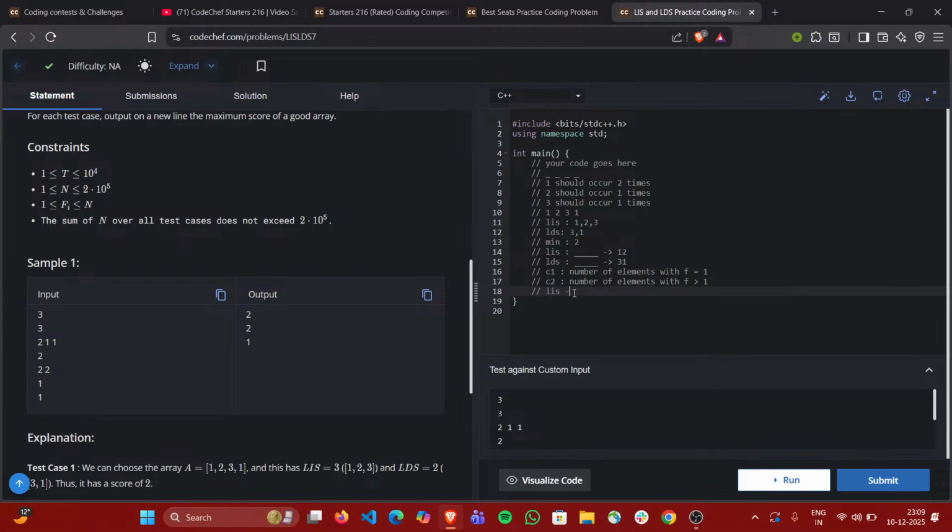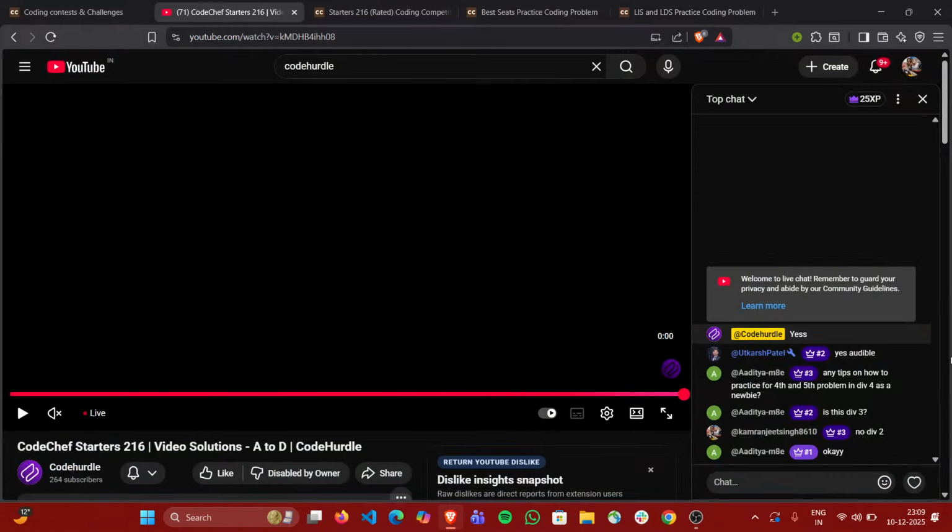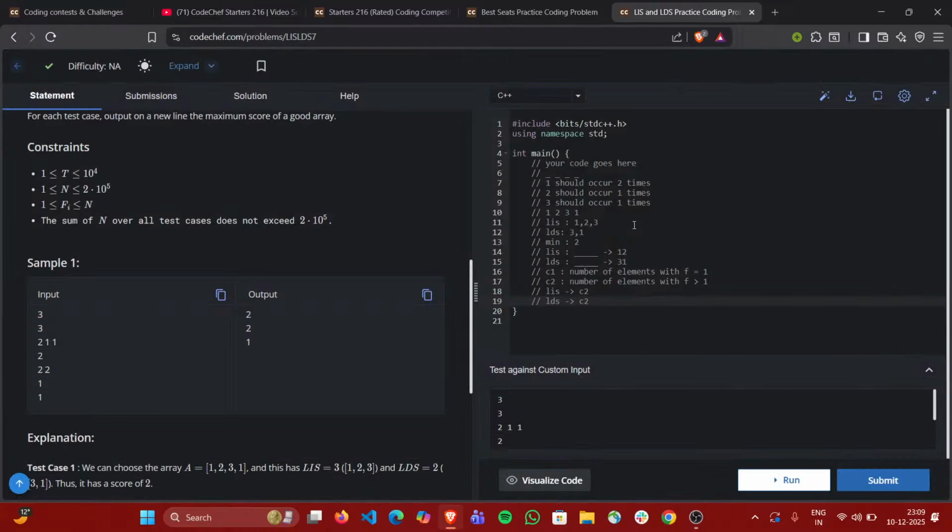So LIS size will be C1, C2, and LDS size will be at least C2, because I have assigned it both sides, right? So this condition should be clear. If this is not clear, please tell me in the chat. Okay, so I have assigned C2 elements both sides because I had a frequency greater than 1. So now I am left with the elements with frequency equal to 1.